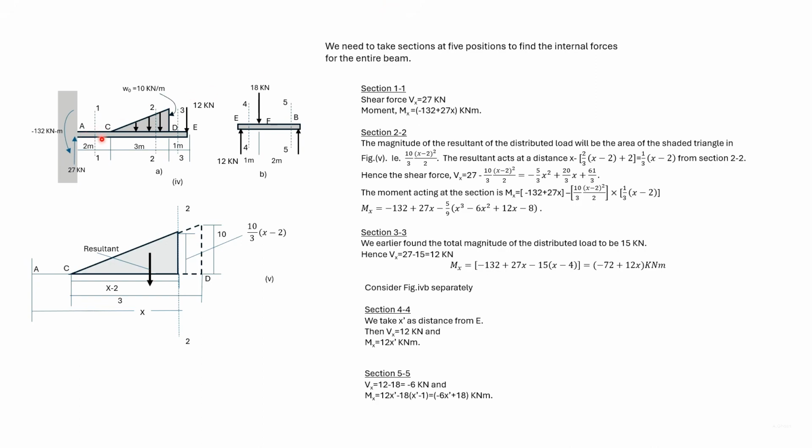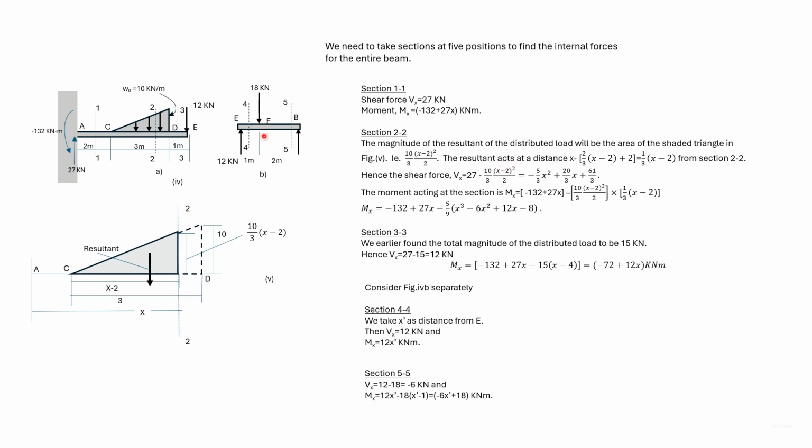Now AC is 2, so the distance of the resultant from A is 2/3 x minus 2 plus 2, which is equal to 1/3 x minus 2. So now we have the magnitude of the resultant and the position where it acts. So the shear force acting on section 2-2 is 27 minus the magnitude of the triangular portion, which we get by this expression. Here we have expanded x minus 2 square.